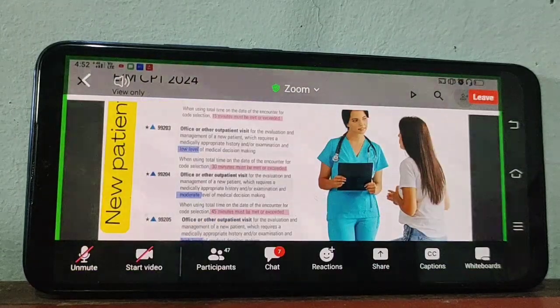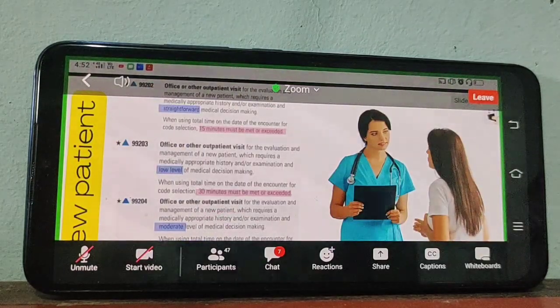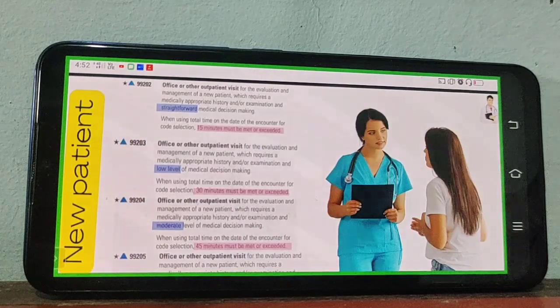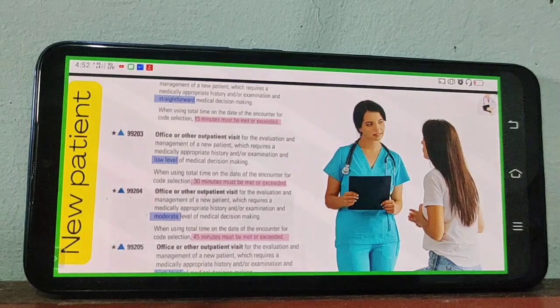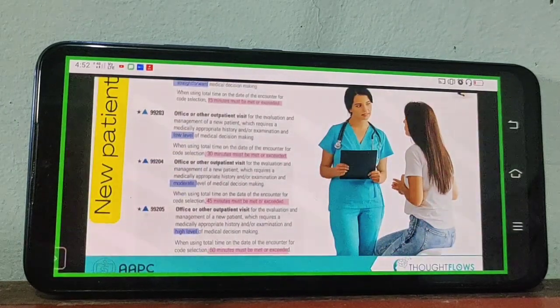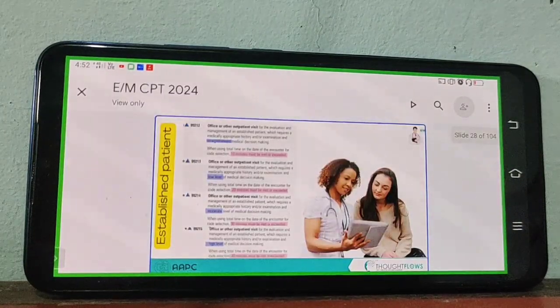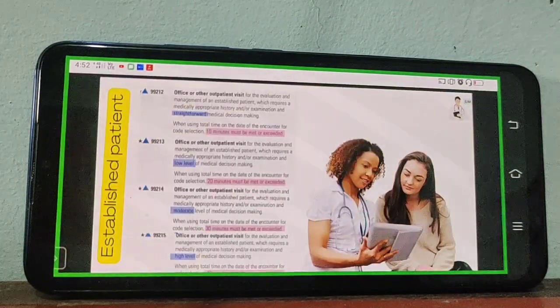And the same for established patient. Guys, please mute yourselves. Established patient, straightforward MDM, 10 minutes. You must meet the 10 minutes. Even 9 minutes, you can't report the code. This guideline is not only for established patients, but the network is breaking. Okay, fine. Am I audible now? Is it okay now?